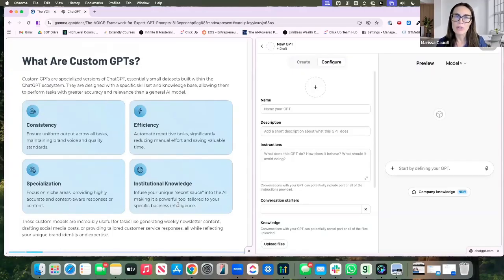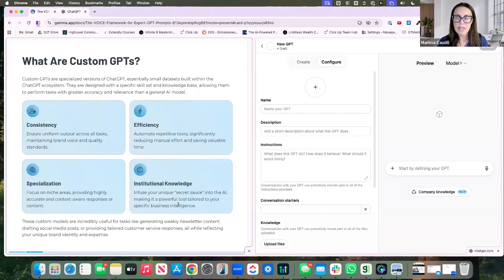All right, let's start with what is a custom GPT and how is it different than how you may have used ChatGPT before. So a custom GPT is essentially a specialized version of ChatGPT. It's a small data set that you create, that you build within the ChatGPT ecosystem. It's designed with a specific skill set and a specific knowledge base that you decide. So it allows the GPT to perform tasks with greater accuracy and relevance to what you're asking it to do than a general AI model when you're just using regular chat.